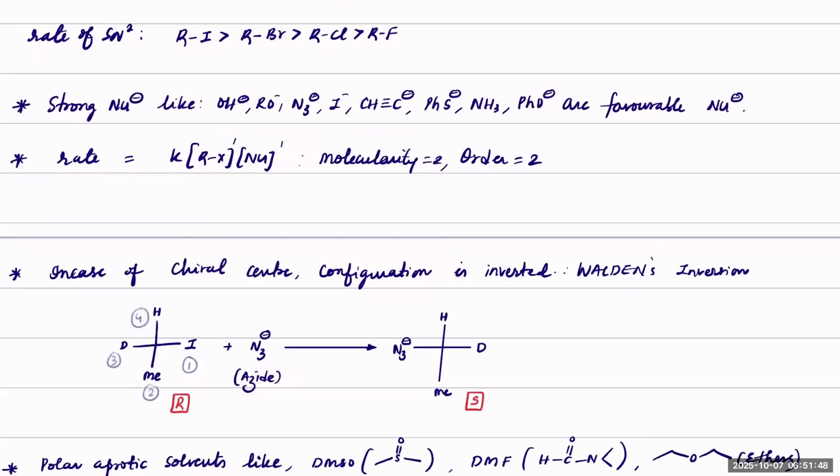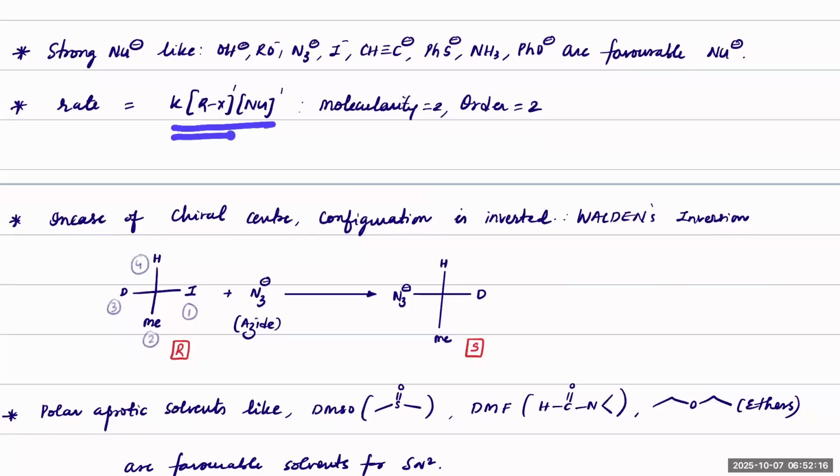Rate of SN2 also depends upon which type of alkyl halide we are taking. RI is greater than RBr, RCl, and RF. Now, strong nucleophiles always favor SN2. What are all the strong nucleophiles? OH minus, RO minus, N3 minus, I minus, C triple bond C minus, HS minus, NH3, PhO minus. These are all strong and favorable nucleophiles. Rate of the reaction depends upon both substrate and nucleophile. Molecularity is 2, order is 2.